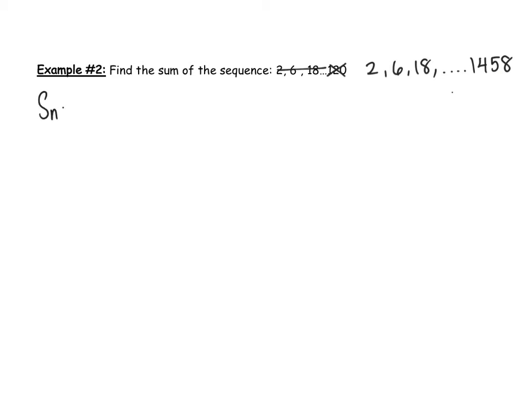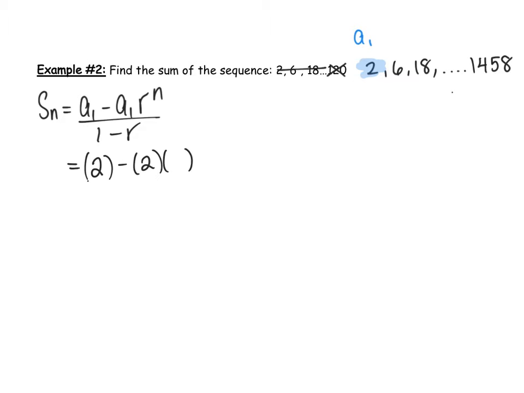So we have S of n equals a1 minus a1 r to the n over 1 minus r. So it looks as though I have my first term. My first term is 2, so we'll call that a sub 1. And I can go ahead and put that into the formula here, 2 minus 2. And I'm just going to put parentheses and leave some spaces. R is my common ratio, so how do I go from 2 to 6 to 18? 2 times 3 is 6, 6 times 3 is 18, so in fact my R is 3. I can go ahead and put that in both of those spots. And the only thing I need is to find this n value, so I could put it here.